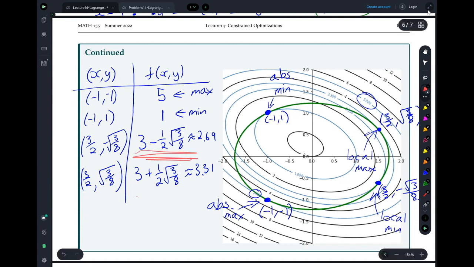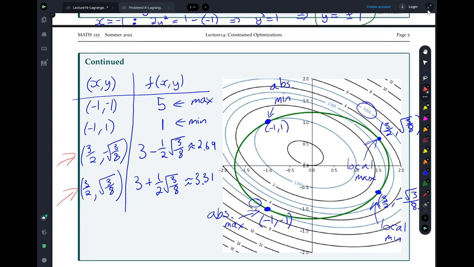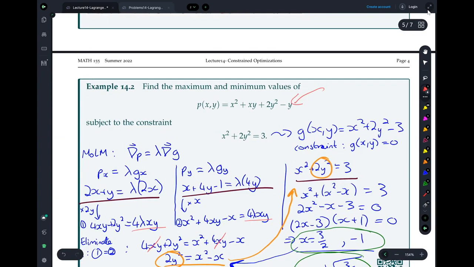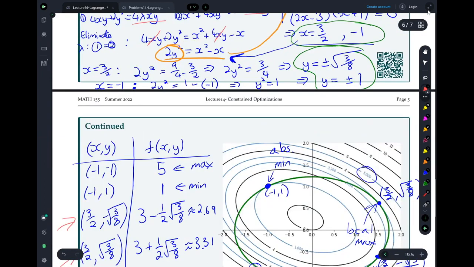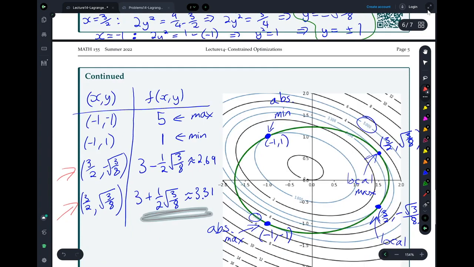These ones? This was just substituting these points here into our function f. So if we take these points, x is 3 over 2, and y is either plus square root of 3 over 8 or minus square root of 3 over 8, and then substitute it back into this function here, it will give our function values here. Okay? Any other questions? Yes?